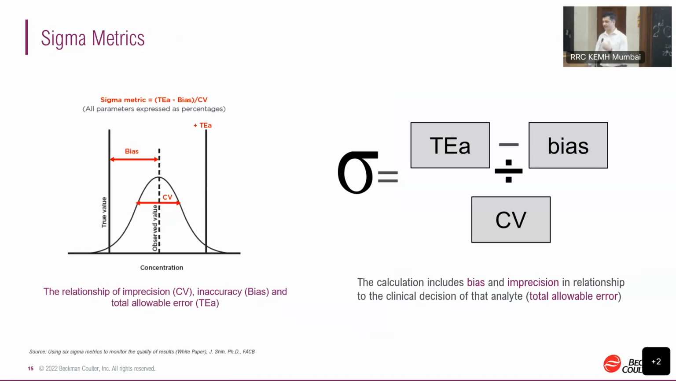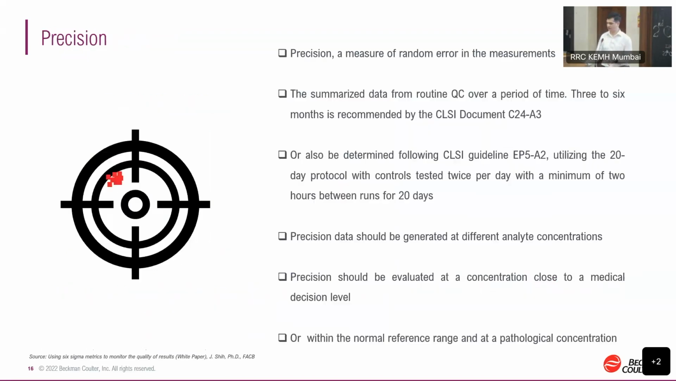So we'll see, but the elements here, you see the TEa, where do you get that? What are the resources? How do you calculate? So that becomes a hurdle sometimes. Then the other thing is bias. However, bias we get very easily, but how do we get that calculation? And also the CV.